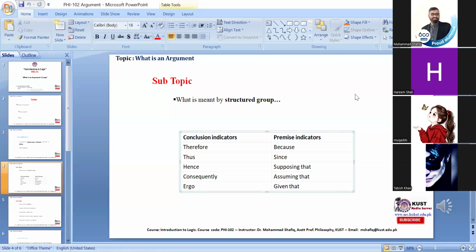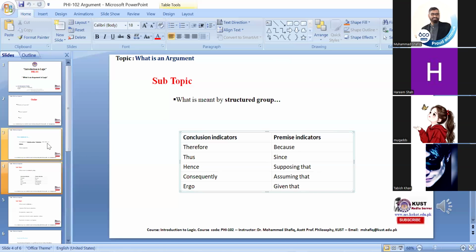So an argument must have at least two propositions, one premise and one conclusion. Premises could be more than one, it could be 5, 10, 20, whatever. The more premises you have, the stronger conclusion you would have. But at least one premise and one conclusion.